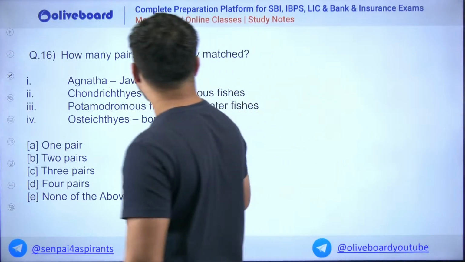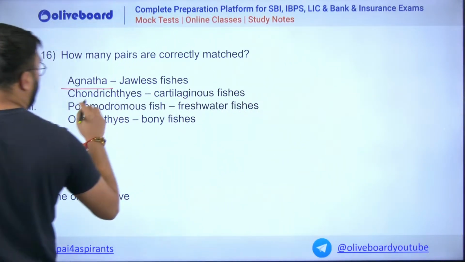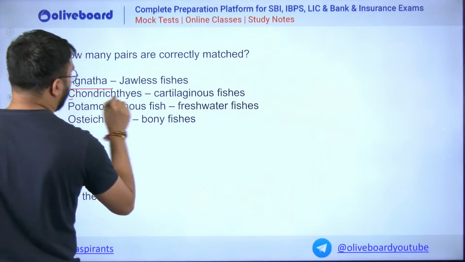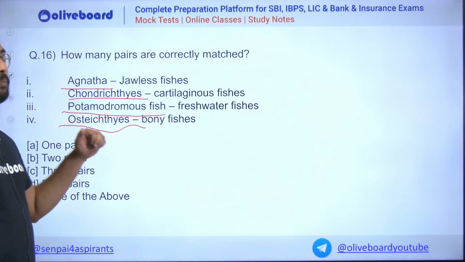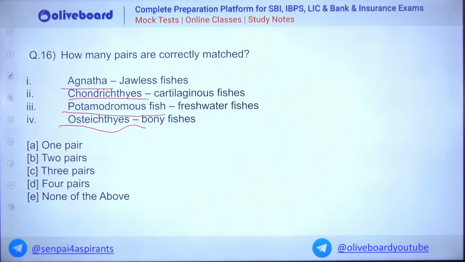How many pairs are correctly matched? Agnatha are jawless fishes. Chondrichthyes are cartilaginous fishes. Potamodromous are freshwater fishes, and Osteichthyes is bony fishes. Based on this, match the pairs. How many pairs are correctly matched? 1 pair, 2 pair, 3 pair, 4 pair, none of the above.